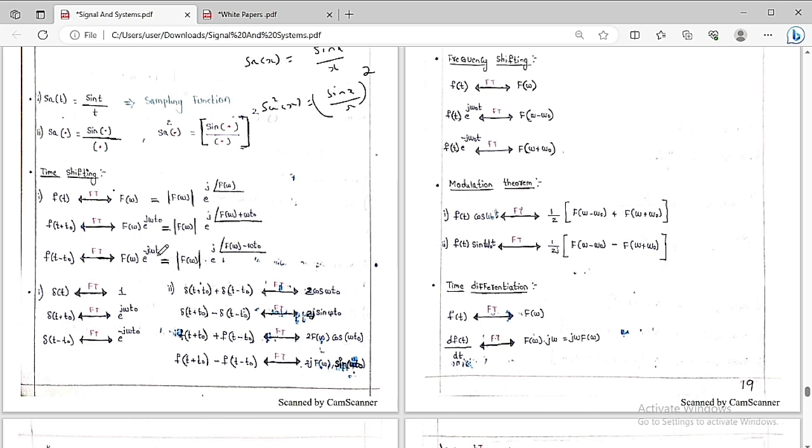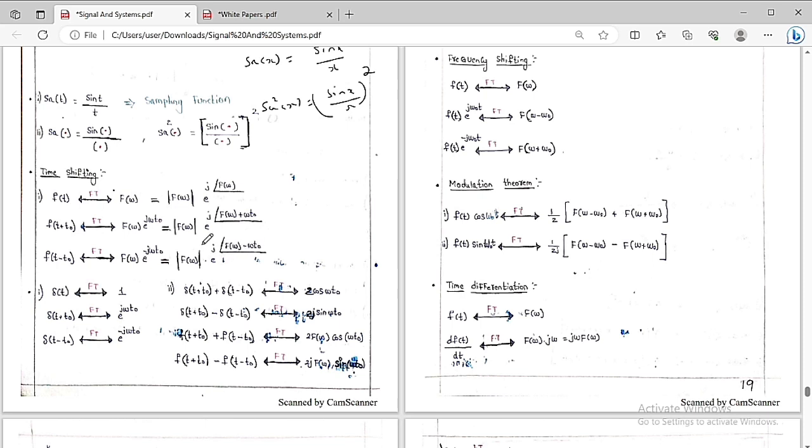This point you have to keep in mind. Suppose you want to write it in polar format, then it is the magnitude of F of omega into e to the power of j of phase angle of F of omega plus omega t naught, taking j common. Here, e to the power of j of phase angle of F of omega minus omega t naught, because j has been taken outside.